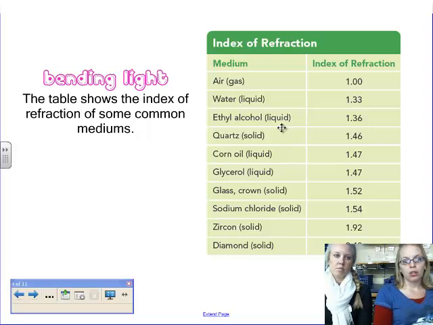And we actually have an activity for you to do, I think it's the next activity, maybe it's not. That is where you're going to layer some things and see how light is going to bend.